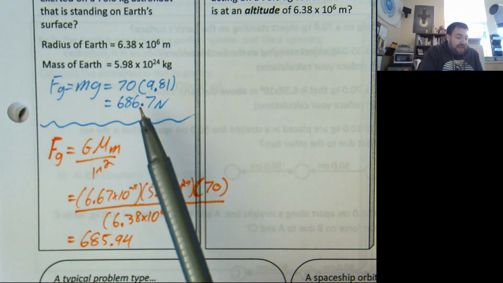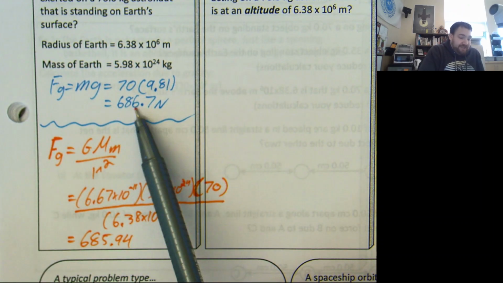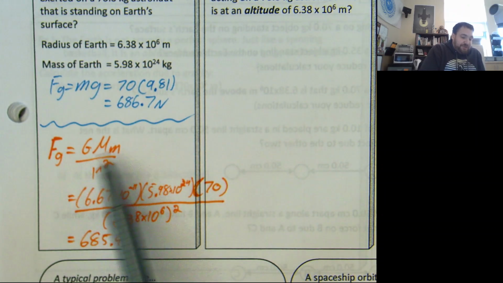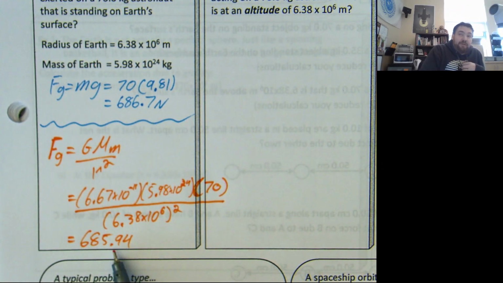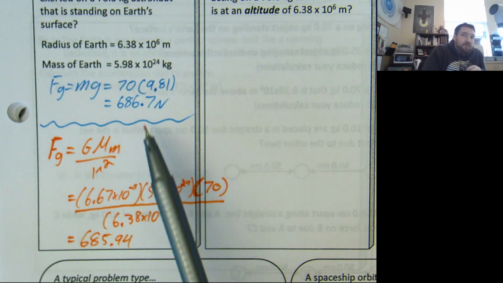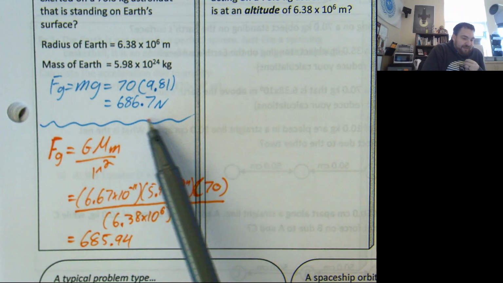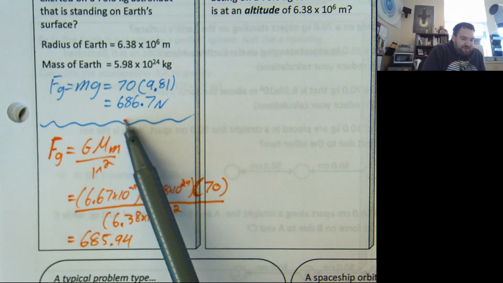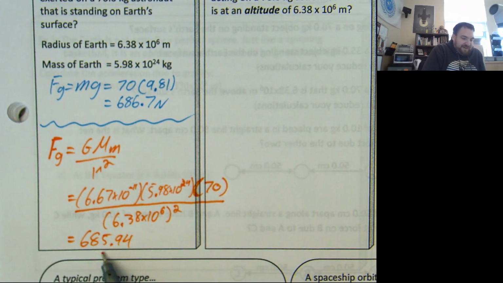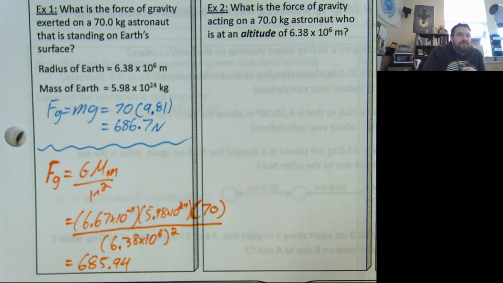So we had, using Fg equals mg, this value, 686.7. Using universal gravitation, we get 685.94. Are those sufficiently close? I would say yes. They round to almost the same, they're out by 1 Newton. When the force is 686.7 and this one's 685.9, that's basically 687. This is 686. When you're out by 1 Newton, you're okay.